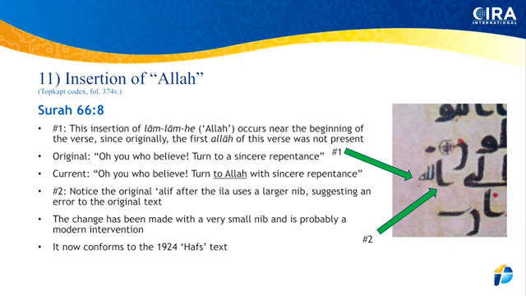Like the other ones we saw, the number 2 corrections, where we did 9 of these, where Allah has been added in. It's now put as, "O you who believe, turn to Allah with sincere repentance." Now look at arrow number 2. Notice that the original aleph that it's pointing to, after the ilah, uses a larger nib, suggesting an error to the original text. The change has been made with a very small nib and is probably a modern intervention. It now conforms to the 1924 Hafs text.